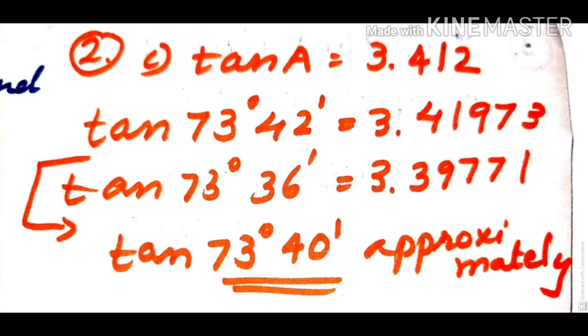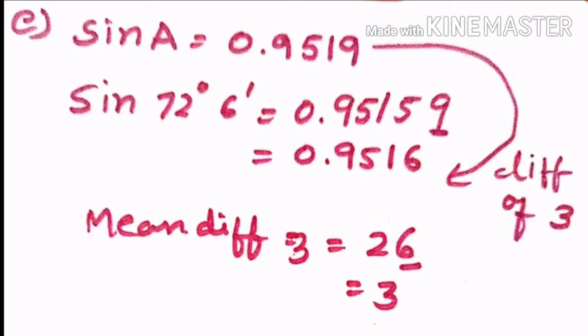And 73 degree 36 minute is 3.397, that is also nearby. As you round it off, you will get a nearby value only. So our answer lies between this 42 minute and 36 minute. So tan 73 degree 40 minute is approximately our angle A. So our answer is 73 degree 40 minute approximately.